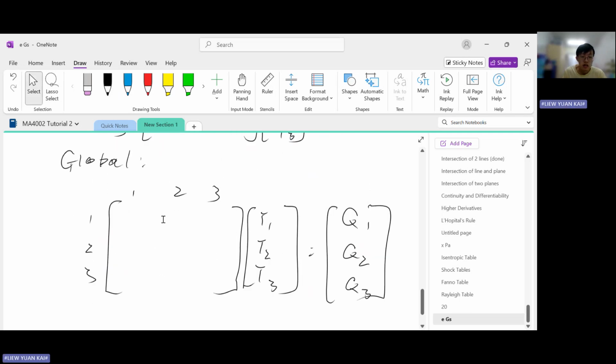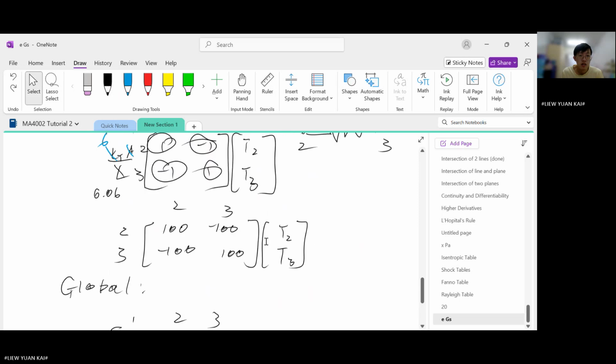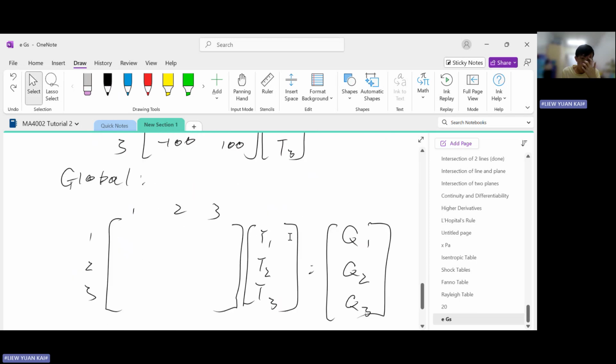Okay, so now let's go to the first matrix here. So it says here, row 1, column 1, we have 1000. Let me say that again. Row 1, column 1, we have 1000. Row 1, column 2, we have minus 1000. Row 2, column 1, we have minus 1000. Row 2, column 2, we have 1000. Okay, so fill those out.